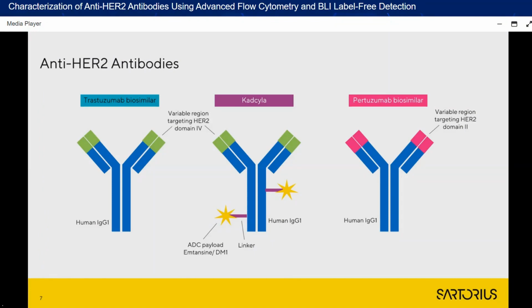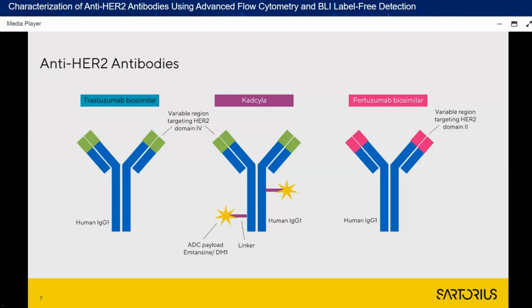And these are the antibodies that were used to exemplify this workflow. So we've used 3 anti-HER2 antibodies. The first is a trastuzumab biosimilar. So this is an anti-HER2 human IgG1 antibody with a variable region targeting HER2 via domain 4.